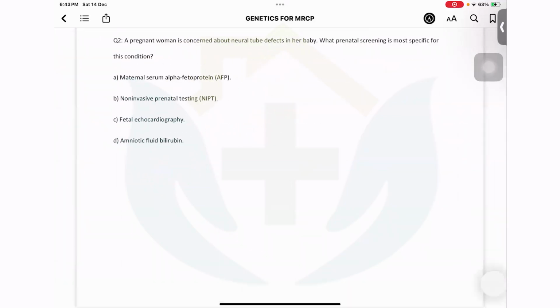A pregnant patient is concerned about neural tube defects in her baby. Which kind of prenatal screening is most specific for this condition? Maternal serum alpha-fetoprotein, non-invasive prenatal testing, fetal echocardiography, or amniotic fluid bilirubin?